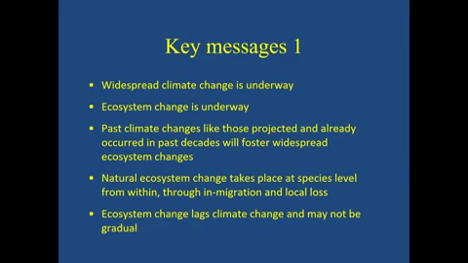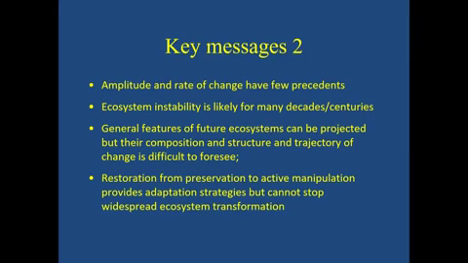So reviewing my key messages again: widespread climate change is underway, ecosystem change is already underway, past climate changes like those projected and that have already occurred in the past decades will foster widespread ecosystem changes. Natural ecosystem change takes place at the species level from within through in-migration and local losses. Ecosystem change lags climate change and may not be gradual. We may cross some thresholds with very rapid conversion of one kind of ecosystem to another, one that may be transient or not.